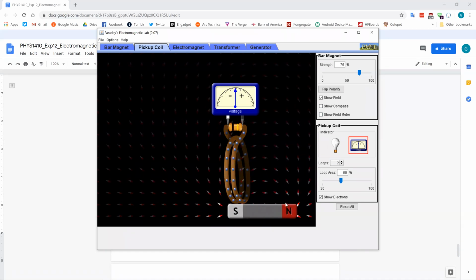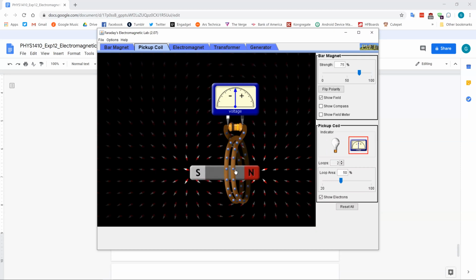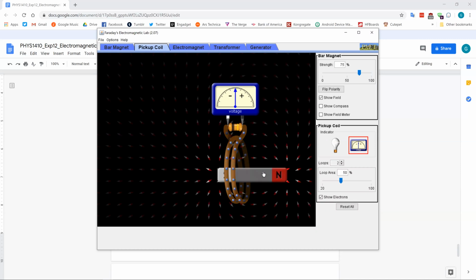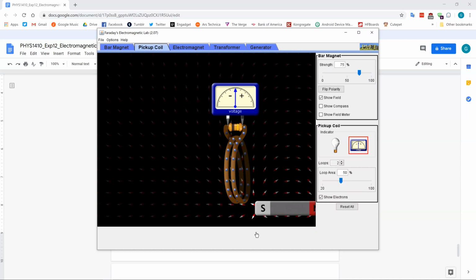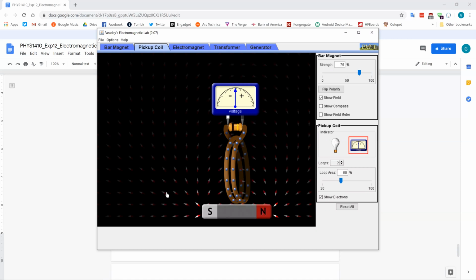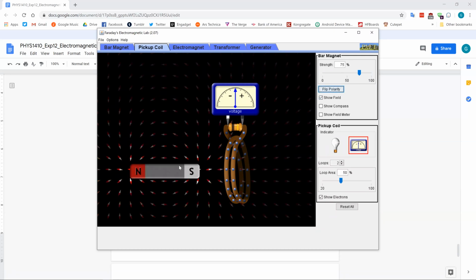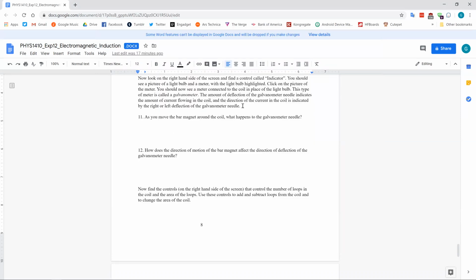Now if I come around here and I move the south toward it, I still get a negative direction because I'm coming in from this side. But now let me bring my magnet back over here and hit this flip polarity button. So now I've got the south moving toward this. Notice that when I move the south toward it, it's a positive deflection.